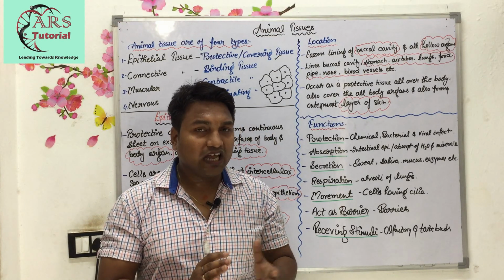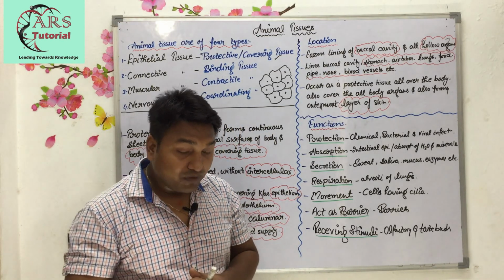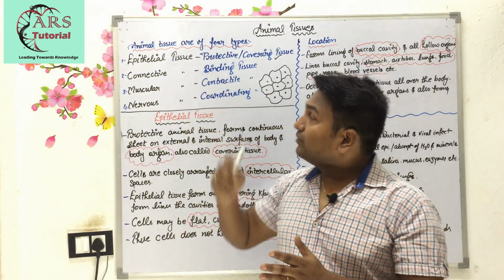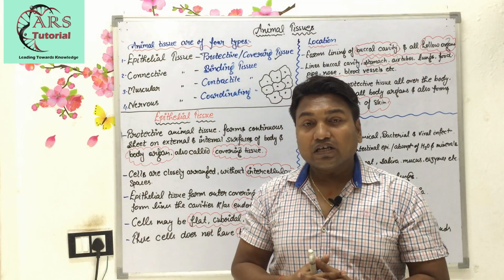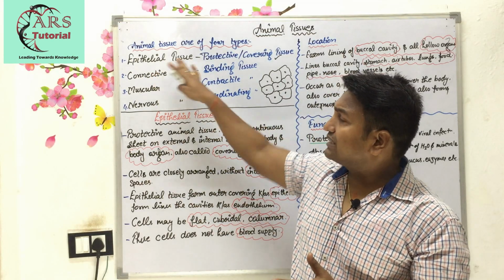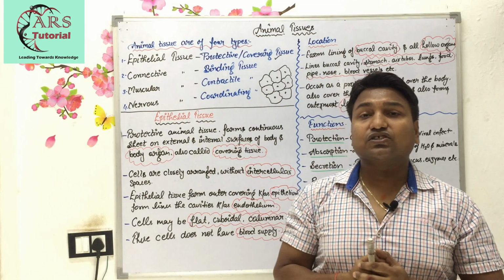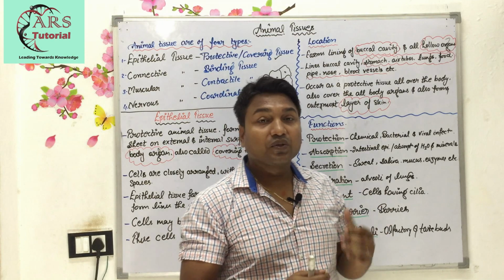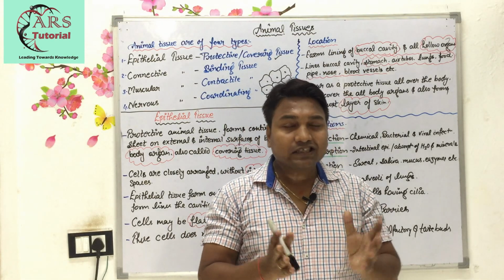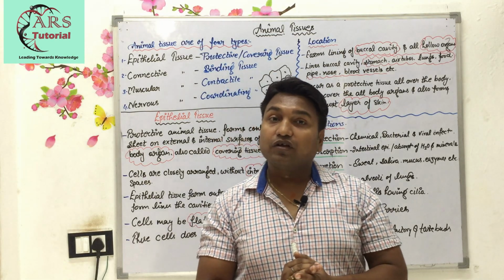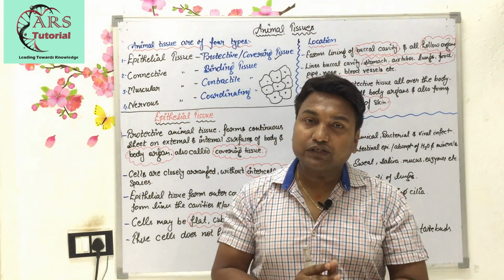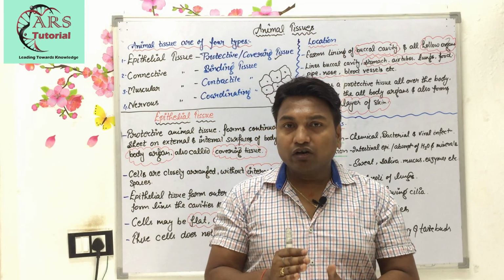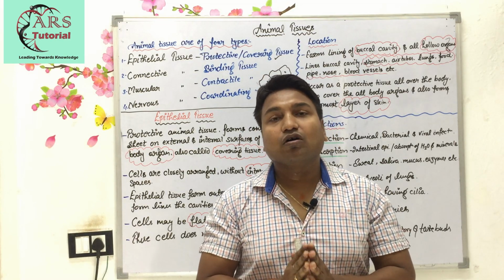So this is all about the animal tissue and its types, in which we discussed first epithelial tissue, the characteristic features of epithelial tissue, the location of epithelial tissue, and the function of epithelial tissue. So it is the introduction of epithelial tissue, or you can say protective tissue or covering tissue of animals. In this video it is all about the introduction of epithelial tissue.